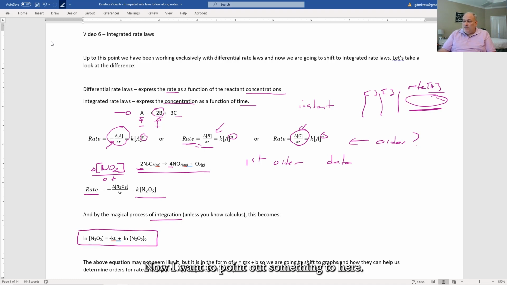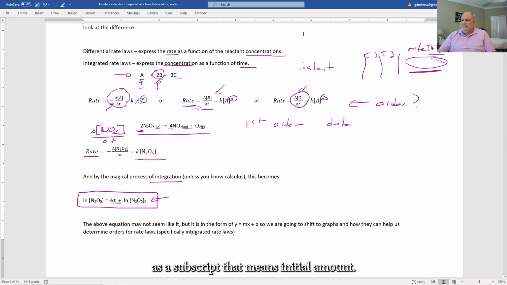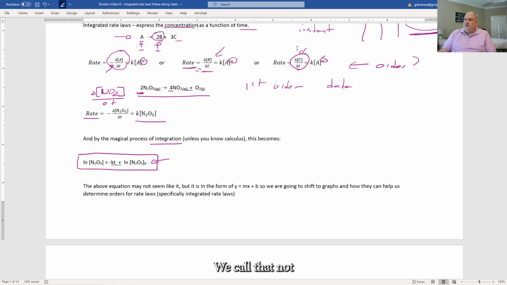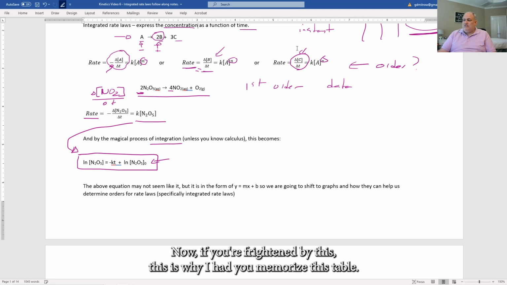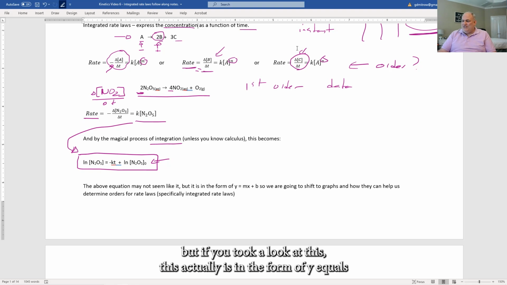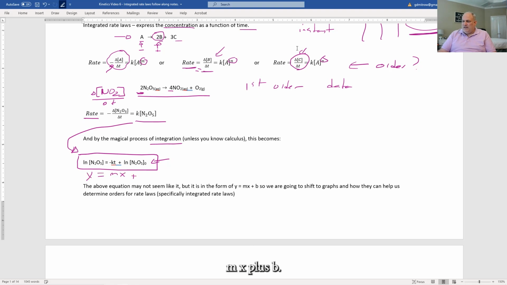Now, I want to point out something here. See that little zero as a subscript? That means initial amount. We call that naught. This is just this after having been integrated. Now, if you're frightened by this, this is why I had you memorize this table. But if you took a look, this is actually in the form of y equals mx plus b.